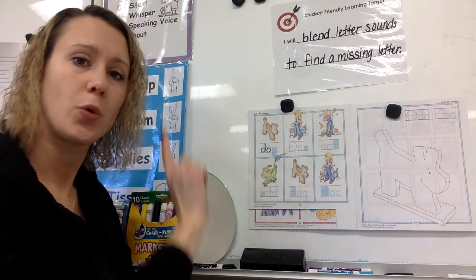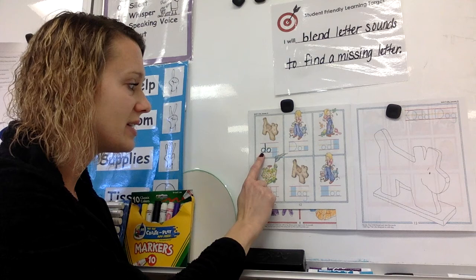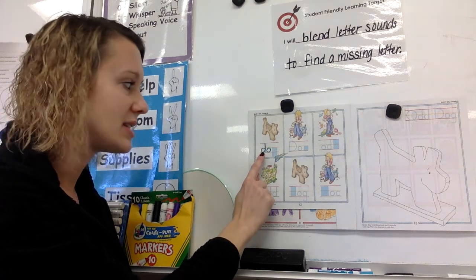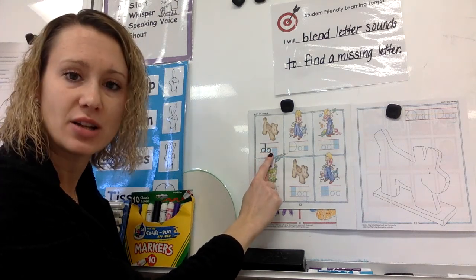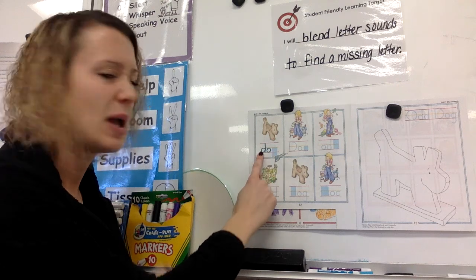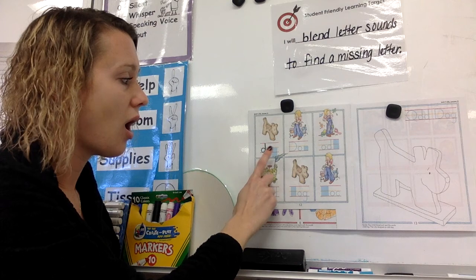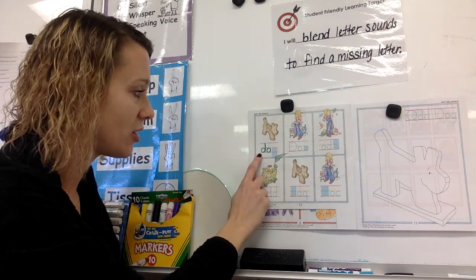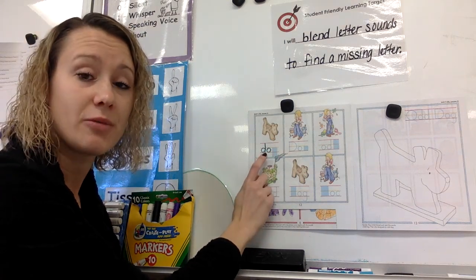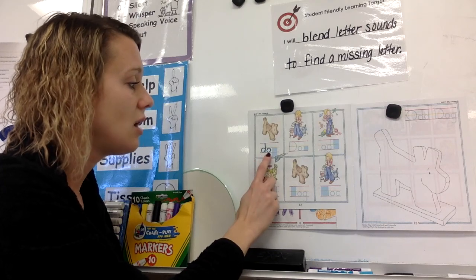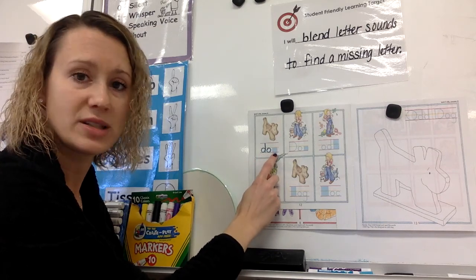So I want you to take your finger and touch under the D. When we do this, you're going to touch and say each letter sound as you touch under each letter. Ready? Watch me first. You just keep your finger here. Watch me. D, A, G. Do you see how my finger moved for each one? Do it with me. Ready? Go. D, A, G.